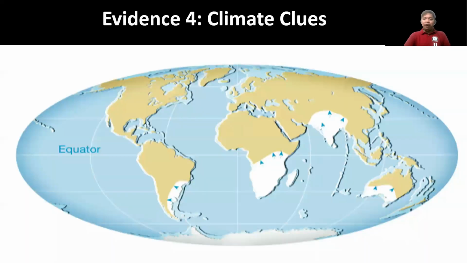Now, evidence number 4, climate clues. Ito naman. They found glacier deposits. Okay? Pag sinabi natin glacier deposits, glacier, ibig sabihin, yelo. They found glacier deposits in South America, Africa, India, and Australia. Nakakita sila ng evidences doon na dating may mga yelo sa mga lugar na yan.